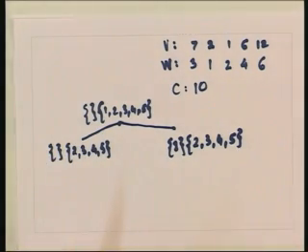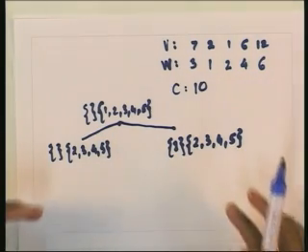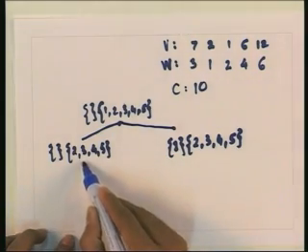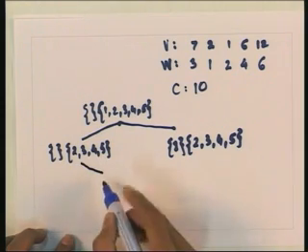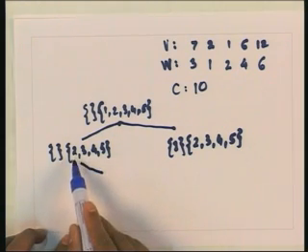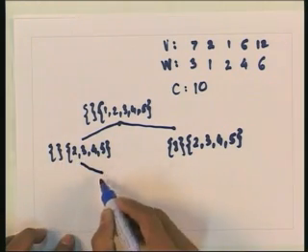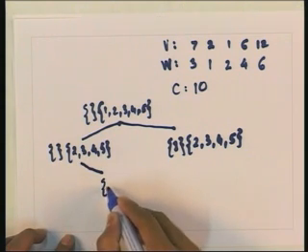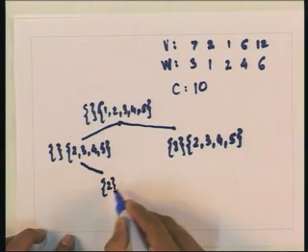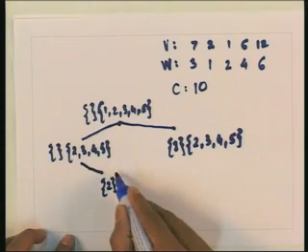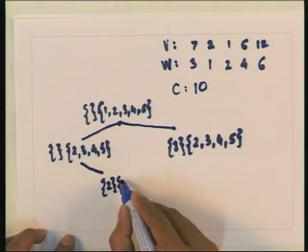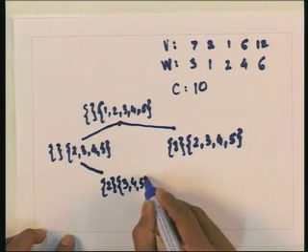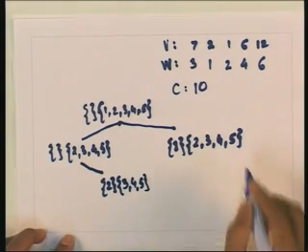I will make more and more decisions, and I will systematically evaluate all the possibilities. So for example, on this side, I could have said that the next decision is about object 2. So on this side, I will not pick up object 2. On this side, maybe I will pick up object 2. Now the set of objects which remains undecided is 3, 4, 5.